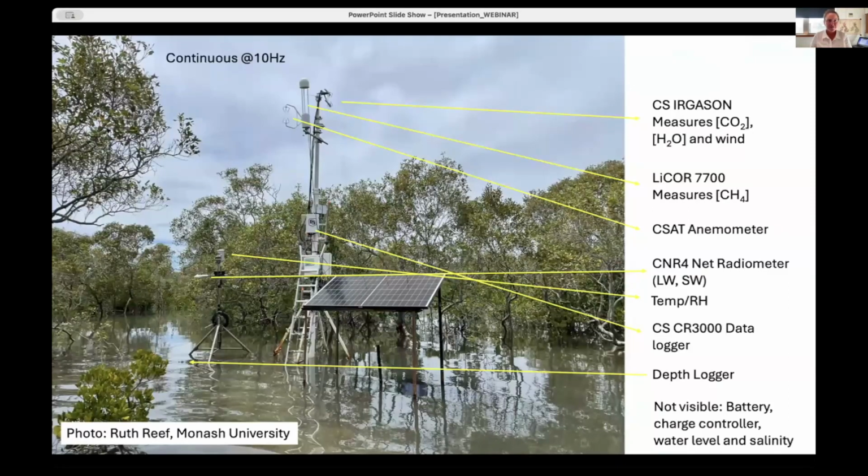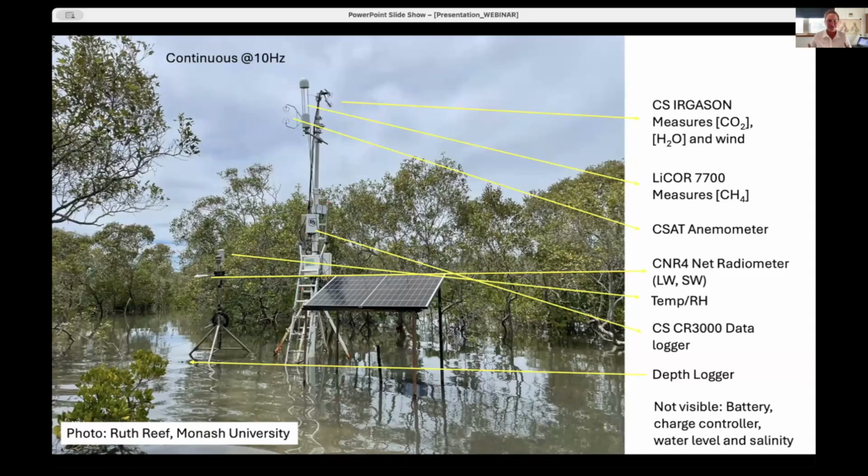So what does an eddy covariance tower look like, and what is it measuring? Here's an example from Moreton Bay. Of course, you see a solar panel. This system is quite power hungry, always a challenge in wet environments. The solar panel leads to a battery bank, and that provides stable power to the tower. It's very important that the power is stable. The tower needs to be above the vegetation. We'll come back to that.